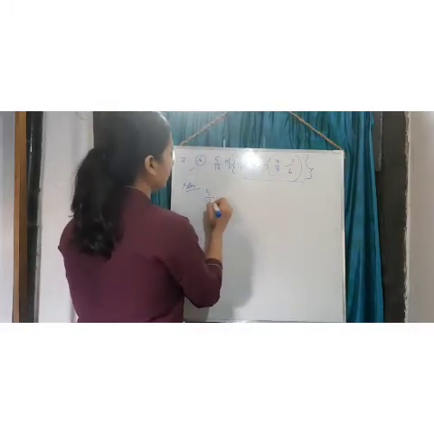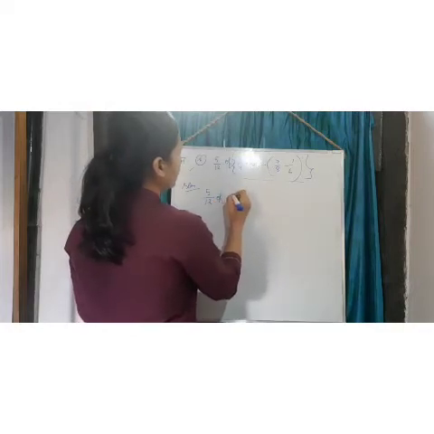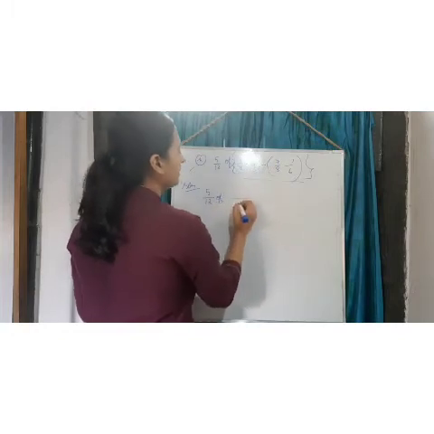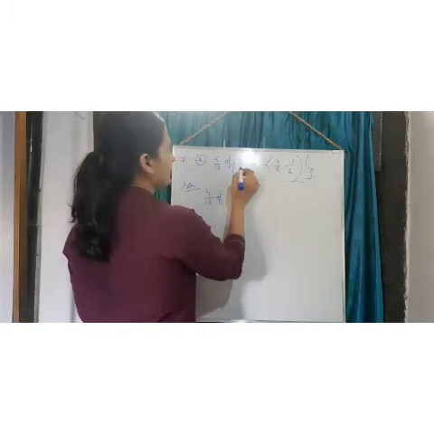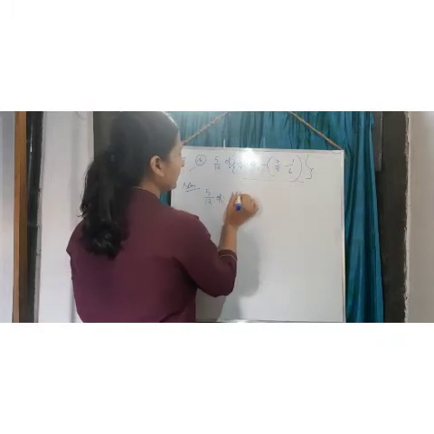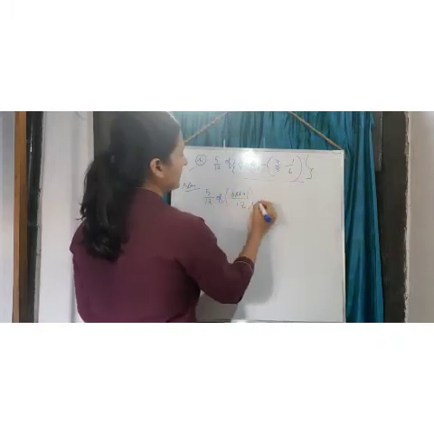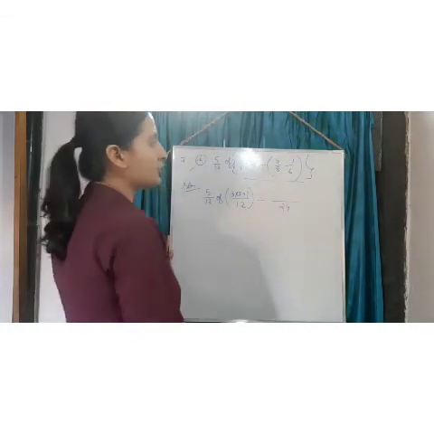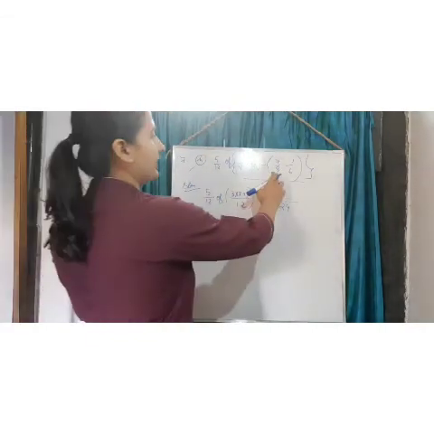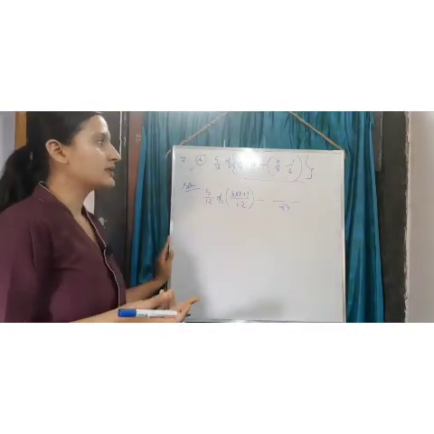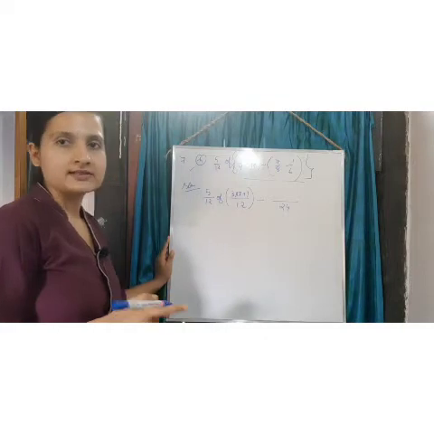So 5/12 of... let us find its LCM. LCM of 4 and 12 is 12. So 4 3s are 12, right? So 3 into 3 plus 1, then divided by... the LCM of 8 and 6 is 24. How? See, the greater one is 8, but 8 is not a multiple of 6, isn't it? 8 2s are 16. Even 16 is not a multiple of 6. So 24.